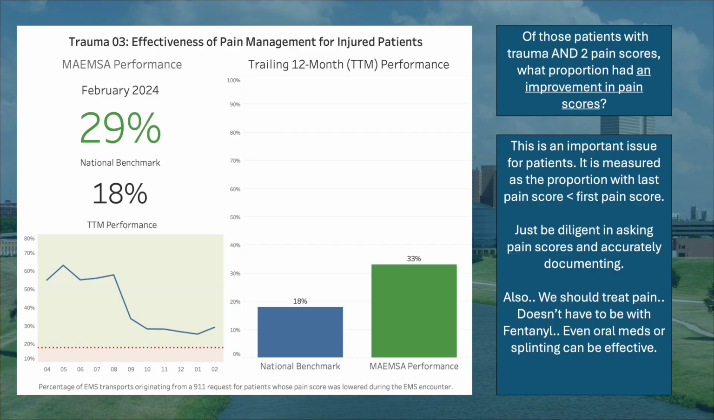Now, interestingly, if we're requiring you to get 2 sets of vital signs and you do it more often, that increases the number of trauma O3 in the denominator. So now we have more patients with multiple vital signs. Trauma O3 says of those trauma patients with at least 2 sets of vital signs, was the last pain score lower than the first? So this is what is the effectiveness of managing our patient's pain. Right. And it's not asking what you did. It's not even asking if you did anything. It's just saying, did the patient's pain get better?